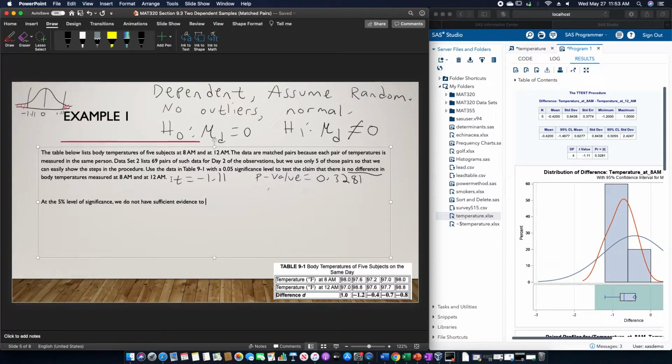So at the 5% level of significance, we do not have sufficient evidence to warrant rejection of the null hypothesis that the mean of the differences is 0. And I should probably have noted that this was the population mean, not the sample mean. Population mean of the differences is 0. We do not have sufficient evidence to reject that hypothesis, where there is no difference in body temperatures measured at 8 a.m. and 12 a.m.